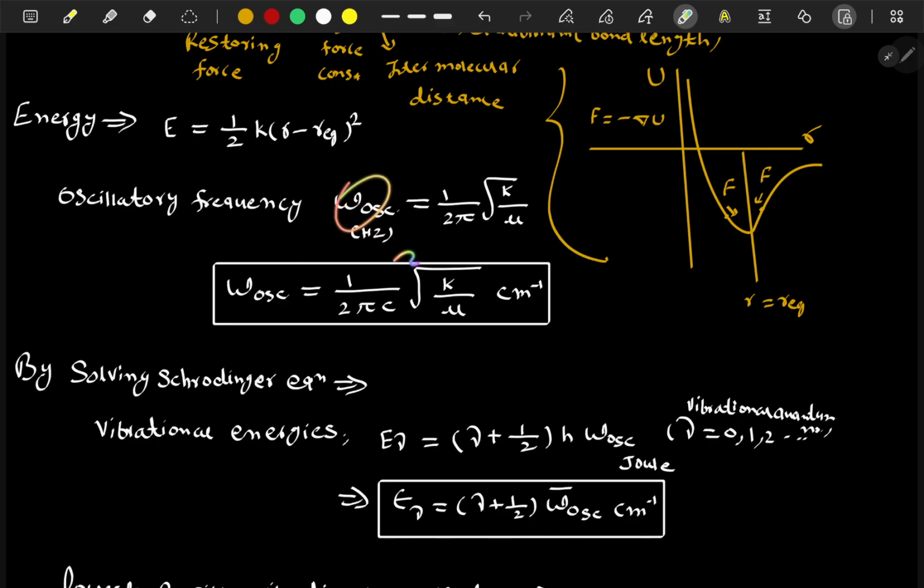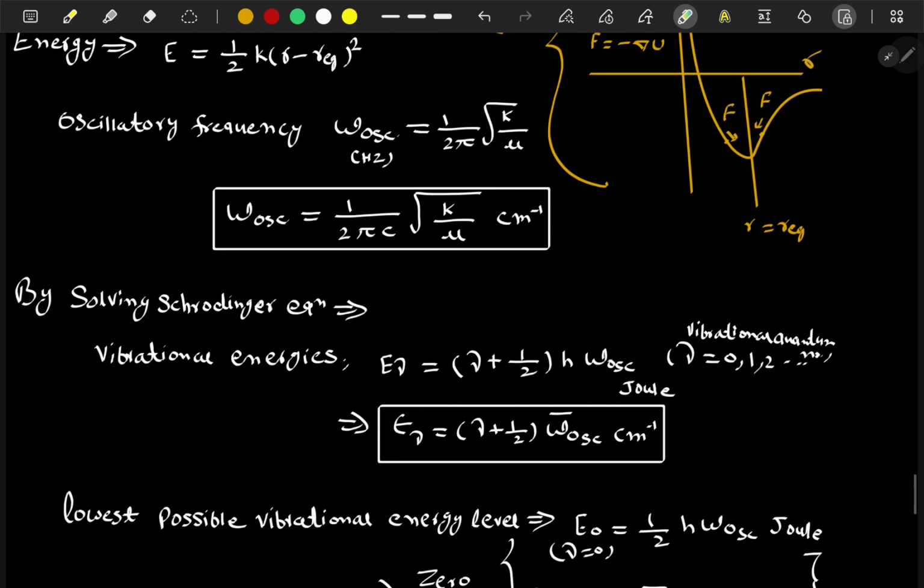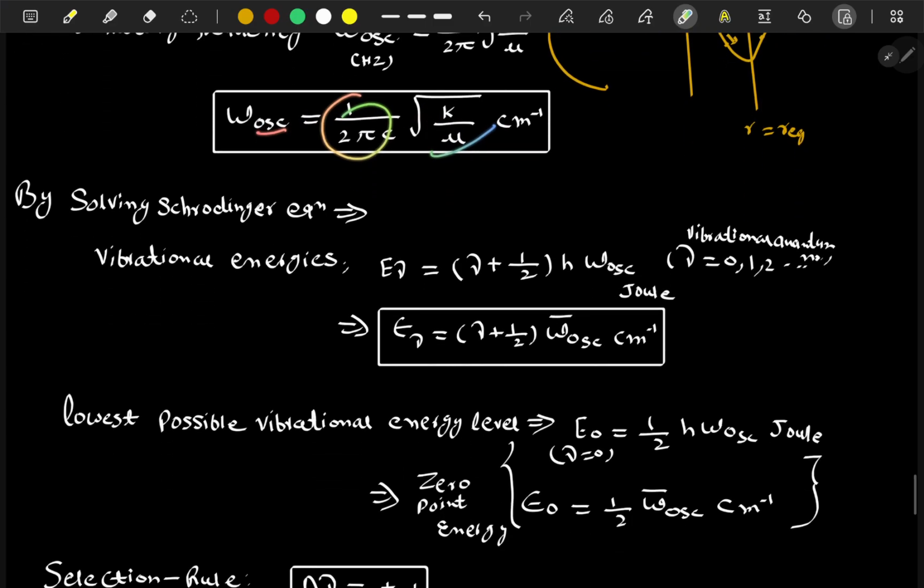This is important. We have to calculate the oscillatory frequency. We know that omega equals 2 pi times frequency, and omega equals square root of k upon mu. So the oscillatory frequency is 1 upon 2 pi c times square root of k upon mu, which is in centimeter inverse. This is in hertz, and if you divide it by c, it will be in centimeter inverse. So remember this: omega oscillator equals 1 upon 2 pi c times square root of k upon mu, in centimeter inverse.